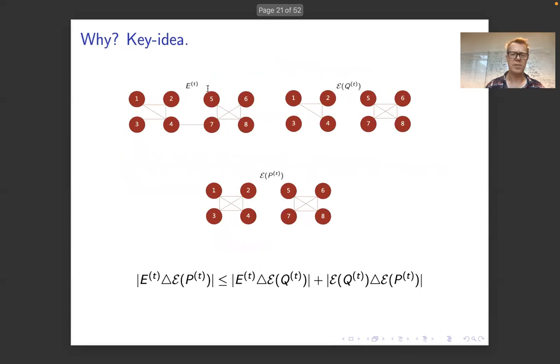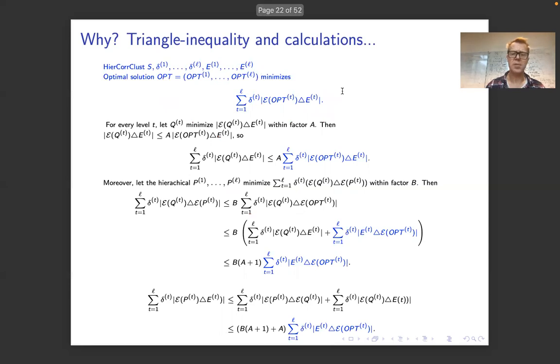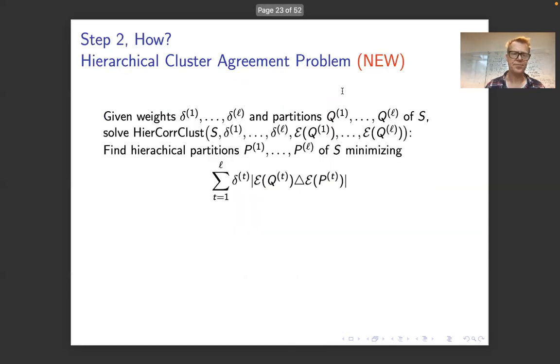So again, we look at a level, we have an edge set, and then we have Qt, a completely arbitrary partition, and Pt is a restricted partition in the sense that it has to fit some kind of hierarchy. So we can generally do better with Qt than with Pt. And if we don't care about losing a constant factor, this means that it's not much more expensive to look at the cost from Pt to Et if we instead go via Qt. There are some details here, but it all works out quite simply.